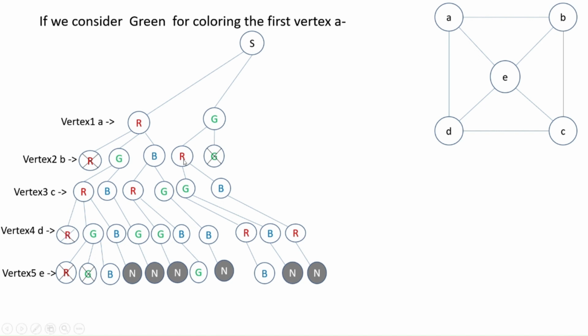After red color and green color are done, we are going for blue. Now after coloring this second vertex with blue, we can color the third vertex with red.